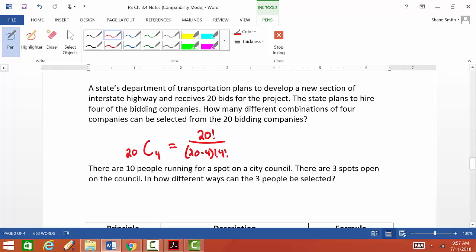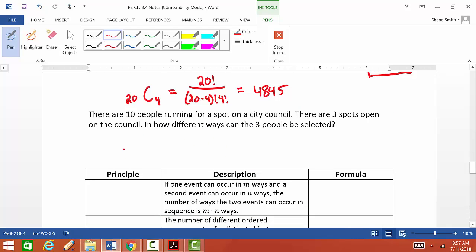And you might be thinking, is there a button for this in your calculator? Yes, it's nCr. You'll probably find it under the PRB menu again, but that is the button in the calculator. And if you did this, you get 4,845. The last one, there's 10 people running for a spot on city council. There are 3 spots open on the council, and how many ways can the 3 people be selected? So that's 10 choose 3, which is 120.